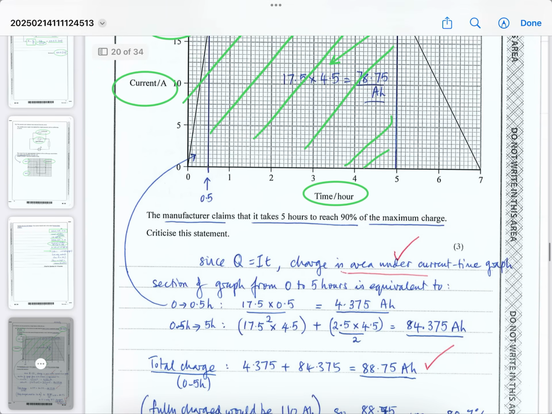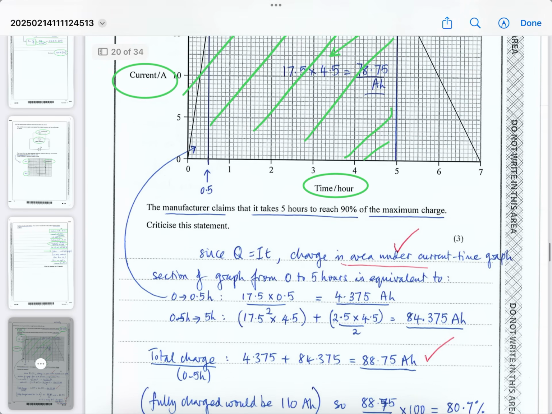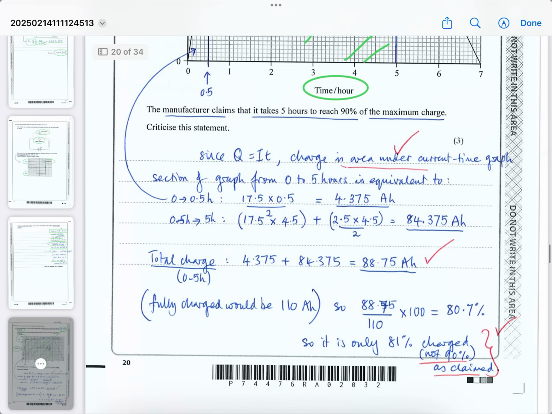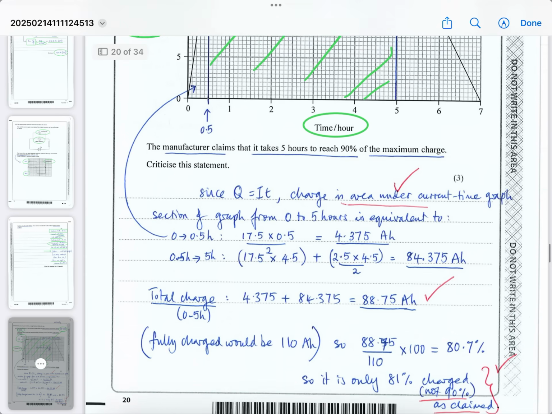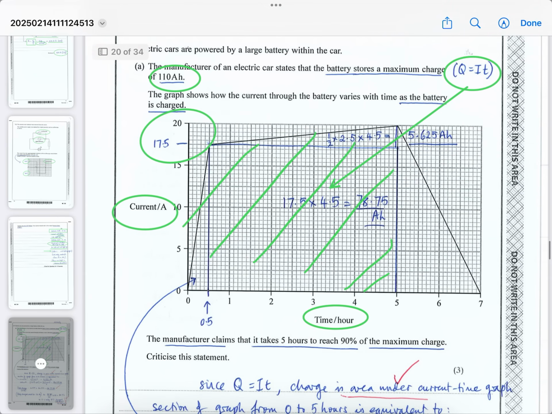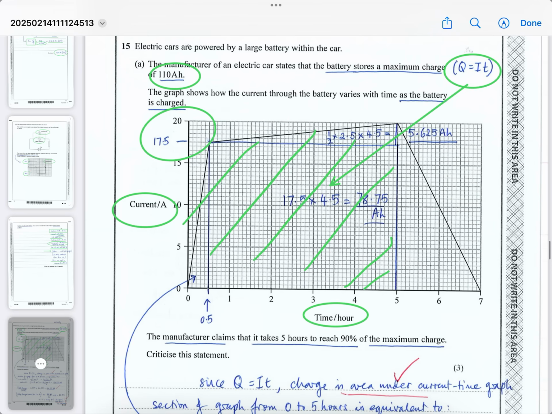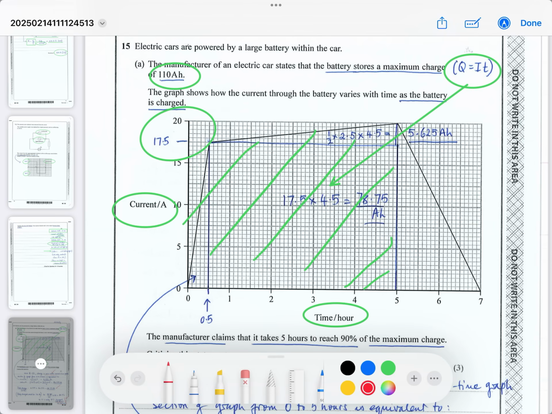The manufacturer claims that it takes 5 hours to reach 90% of the maximum charge. Yeah? So the maximum charge being 110 amp hours. Yeah? So the maximum charge is this value here, 110 amp hours.